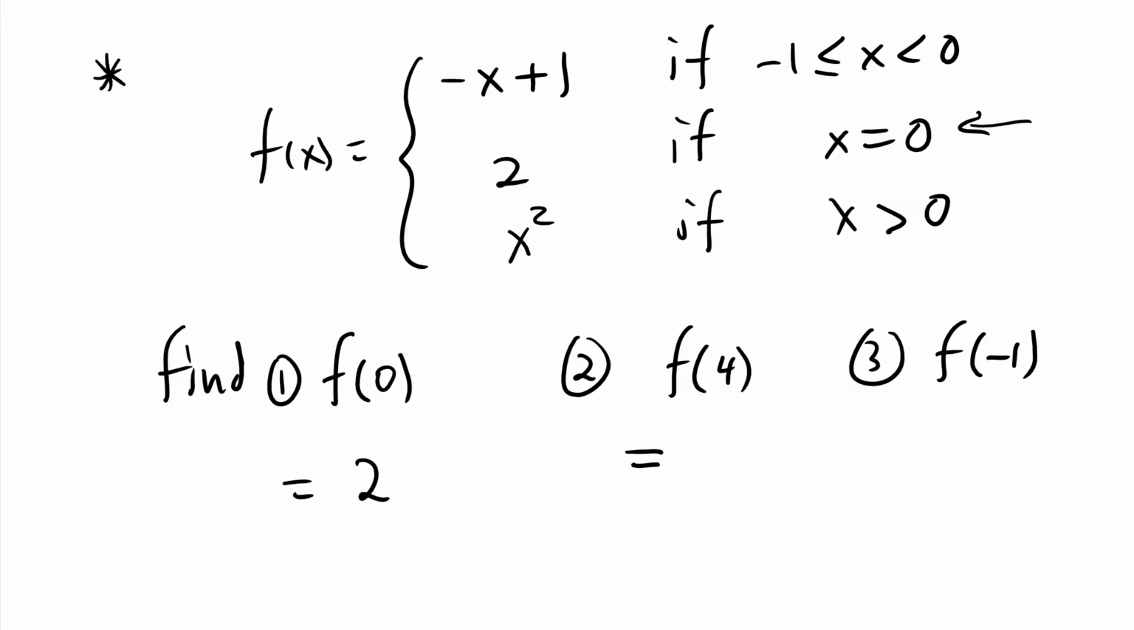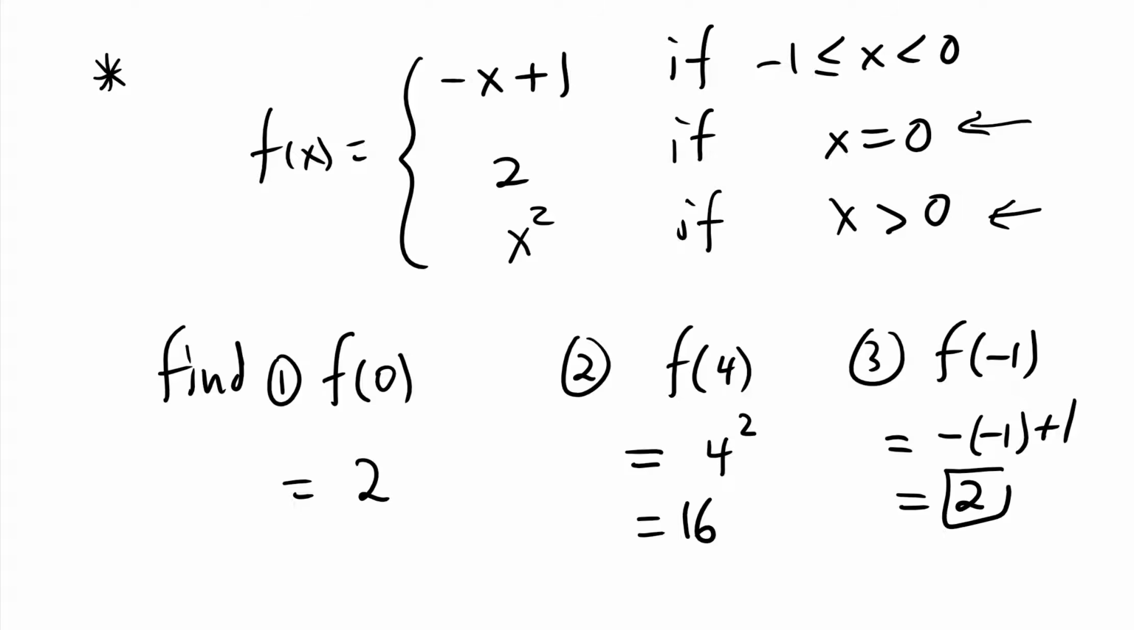This one, x is 4, so that's bigger than 0, so we use the last one here. F of negative 1, that's the first one, so you replace x with negative 1. 1 plus 1, 2.